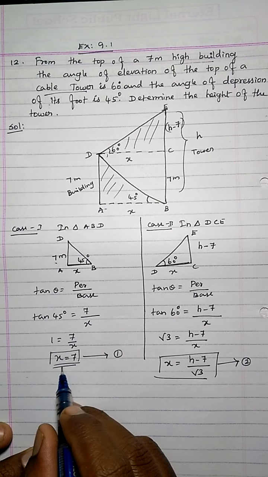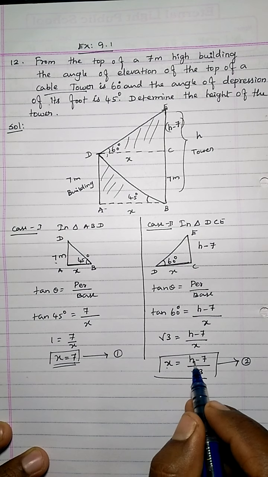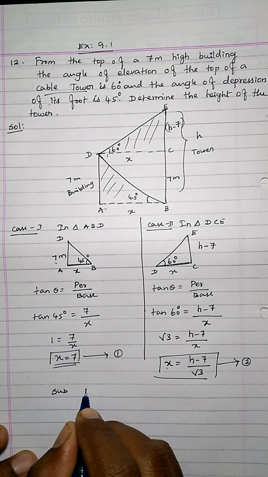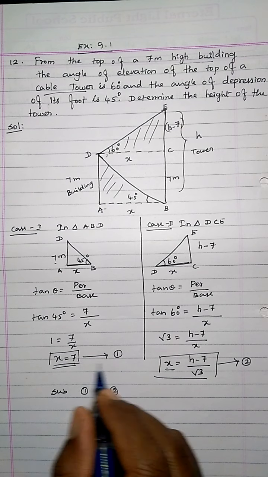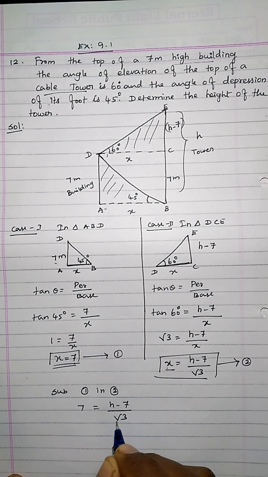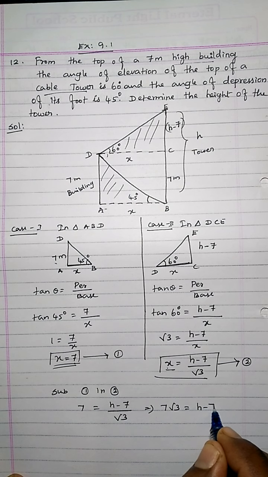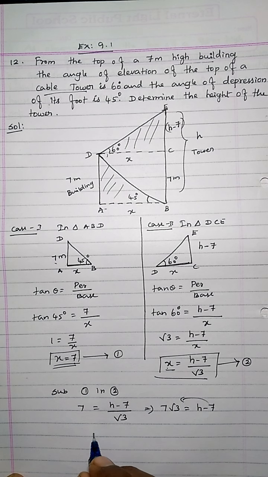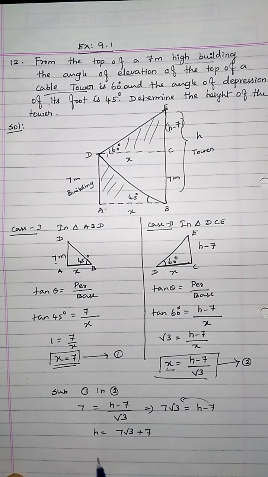So already from equation number 1 we have the x value. Substitute your x value and find out the value of h. So substitute equation number 1 in 2. If you substitute in place of x, you can write 7 equal to h minus 7 by root 3. If you take root 3 to the other side, then 7 root 3 equal to h minus 7. If you want the h value, take minus 7 to the other side, then h is equal to 7 root 3 plus 7.